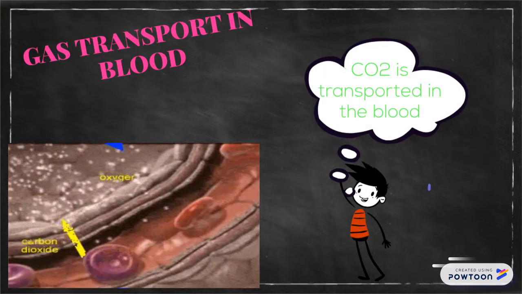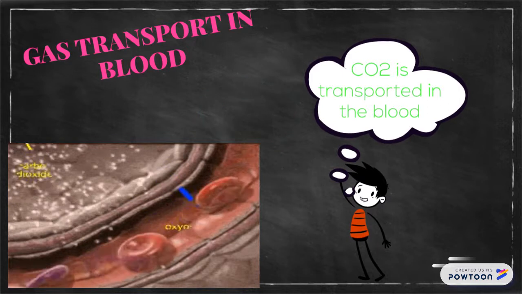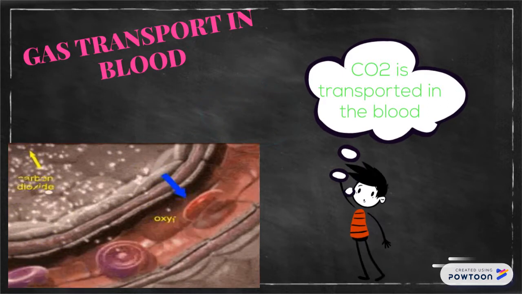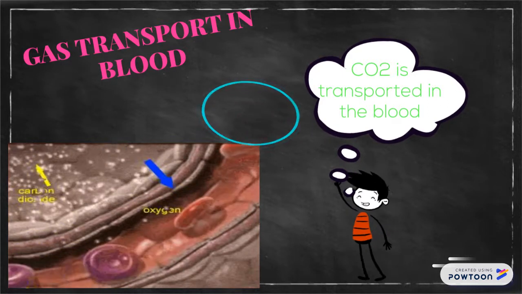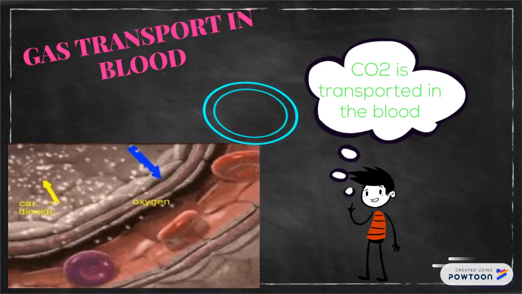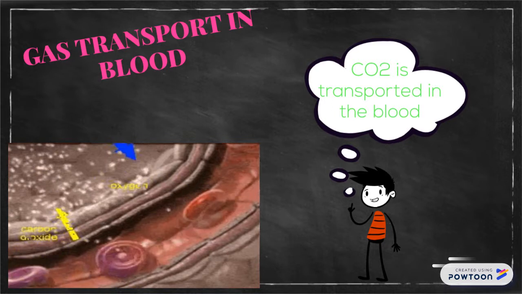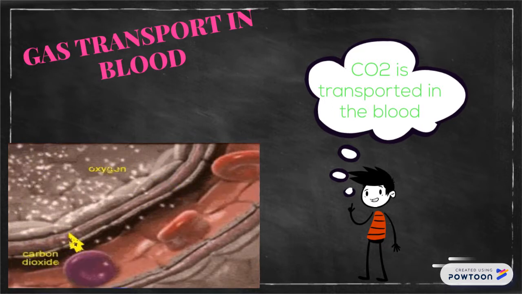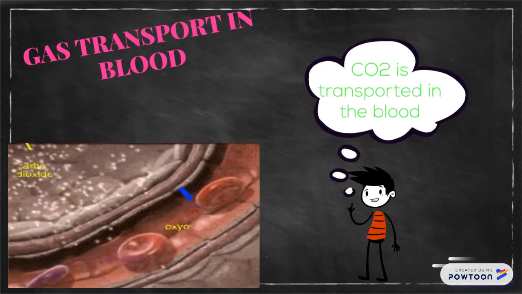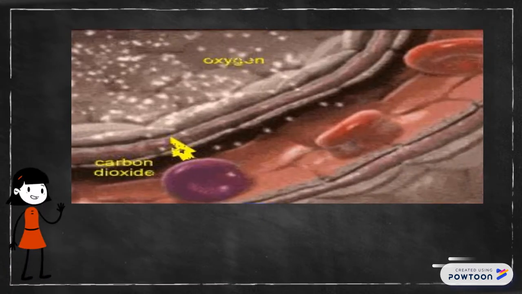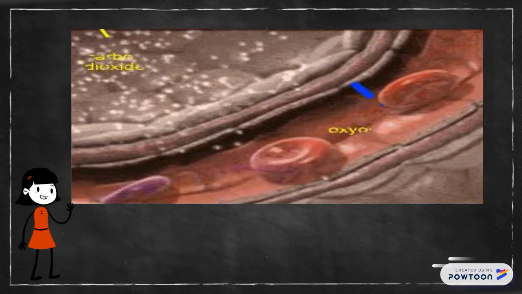Carbon dioxide will be transported in the blood in three forms. 5% of the carbon dioxide gas will dissolve in the plasma. 10% of the carbon dioxide gas is chemically bound to the hemoglobin and is carried in the red blood cell in the form of carbaminohemoglobin, while 85% will be transported as bicarbonate ion in the plasma.